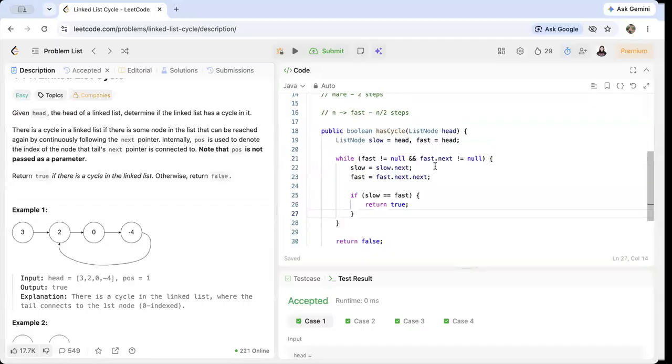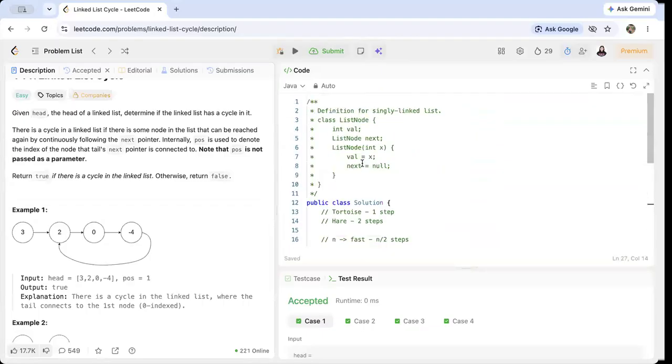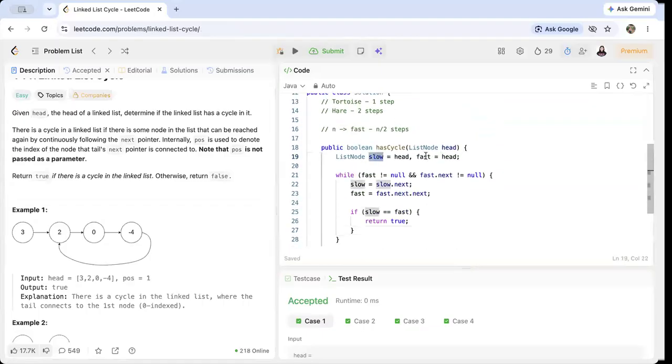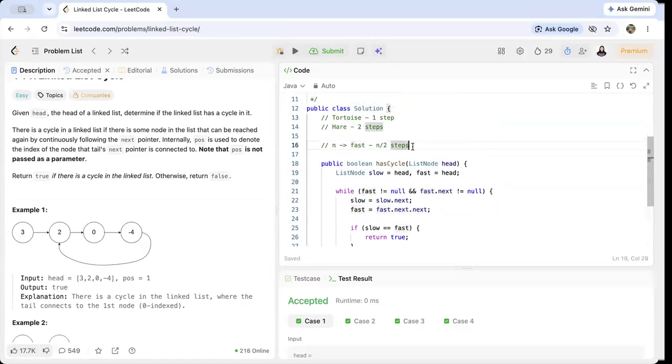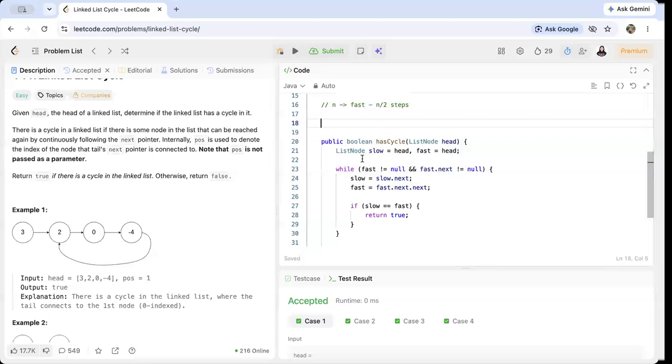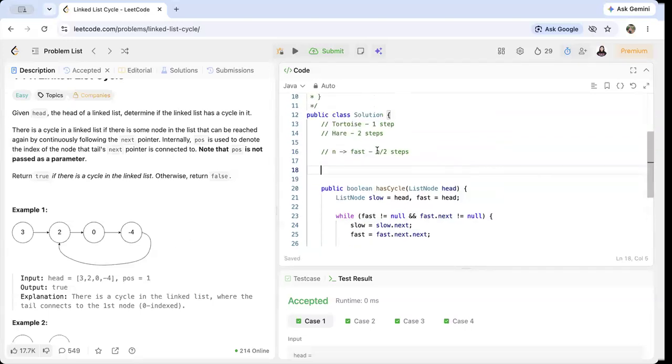Now talking about time and space complexity. My space is big O of one, constant, because we just have two pointers, slow and fast. Now the time complexity. Let's say this list has no cycle. My fast pointer will reach the end of the list in n by two steps, so my time would be big O of n, in case of no cycle.